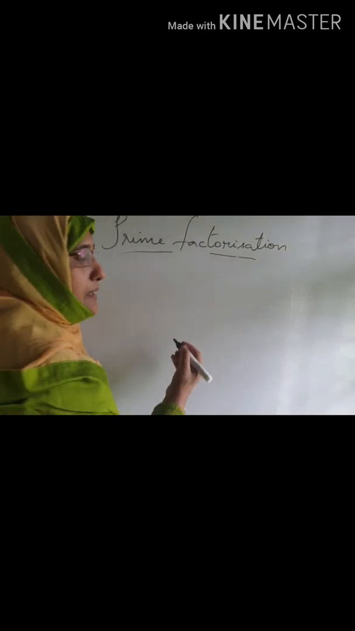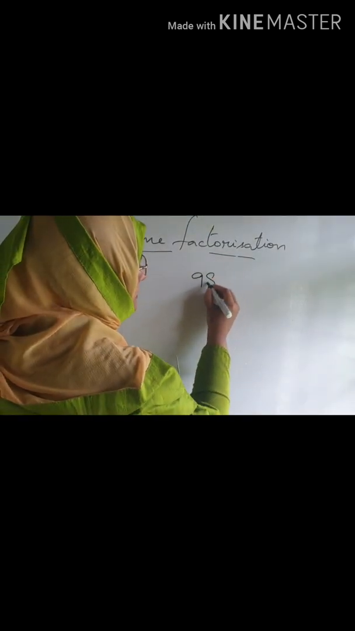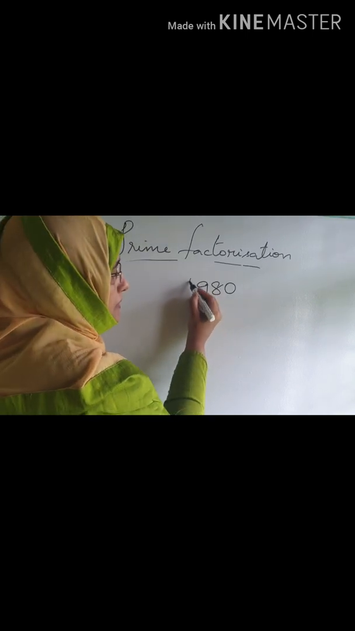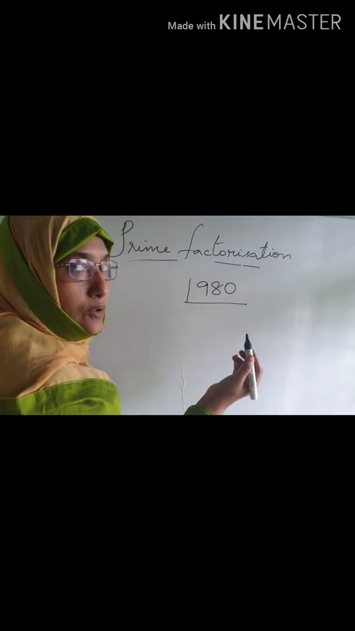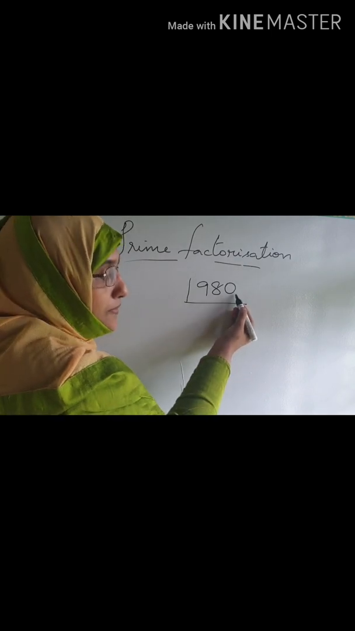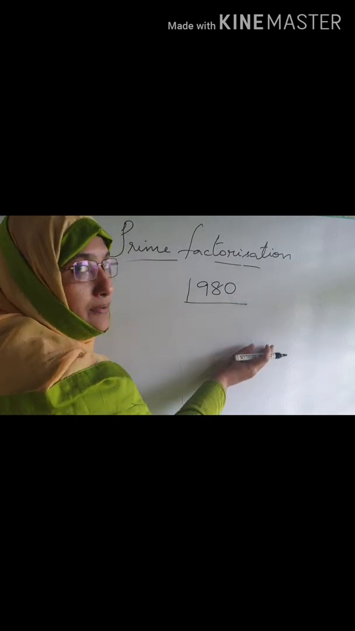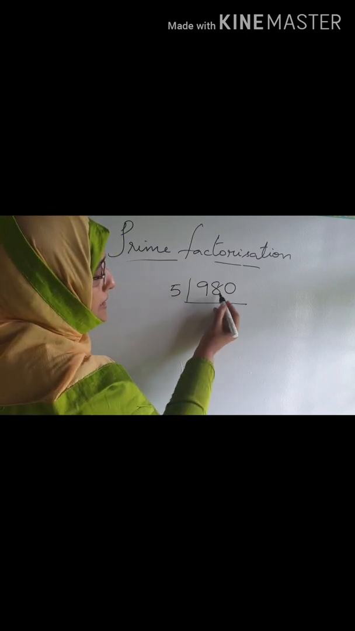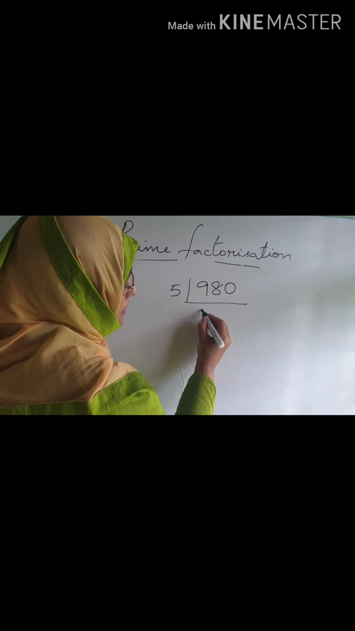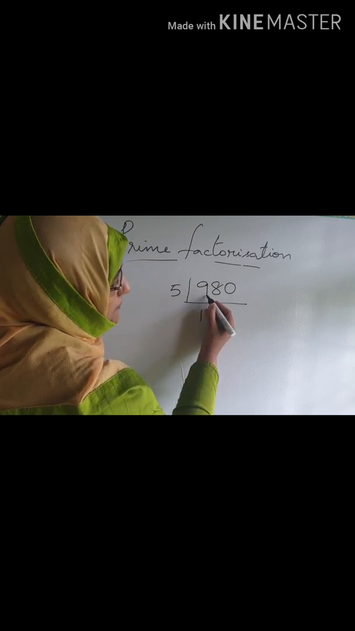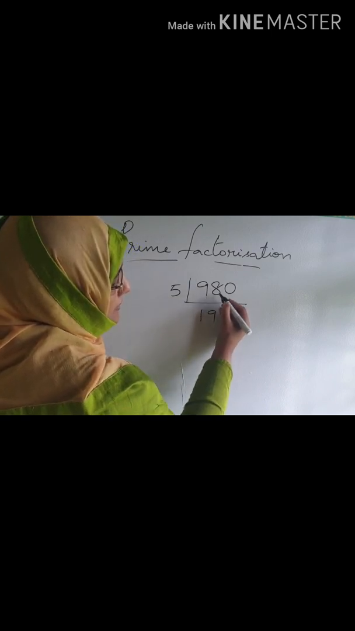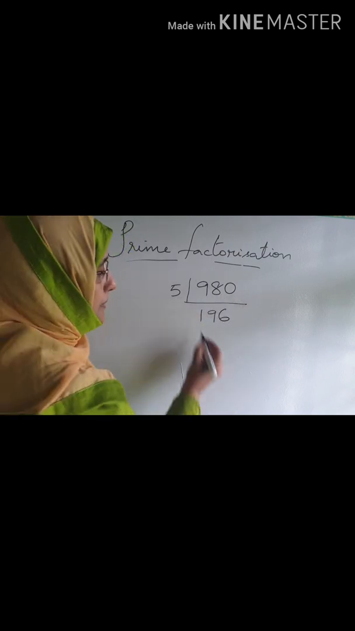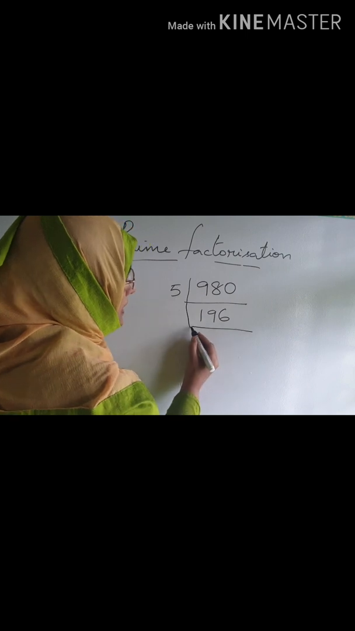Now one more example I'll take, say 980. You want to prime factorize 980. So what will you do? What did I tell you? If the last digit is 0 or 5, you can use the number 5. So you can use 5 here. Then 980 divided by 5, what is the answer? 196. Okay.